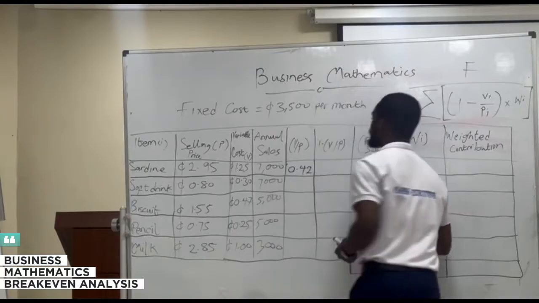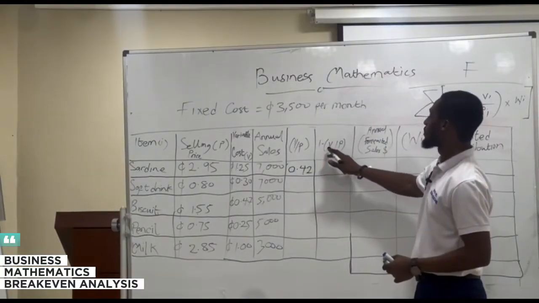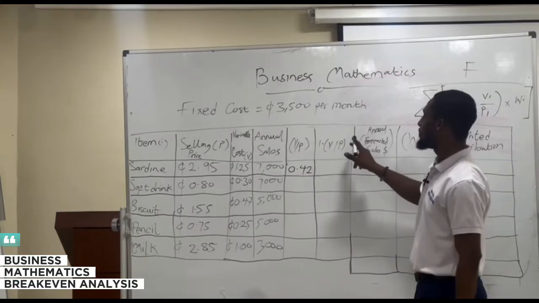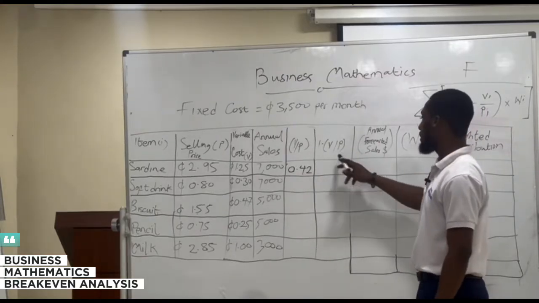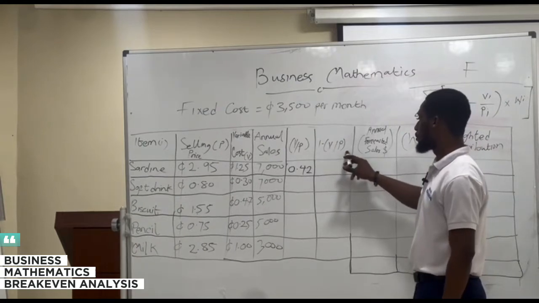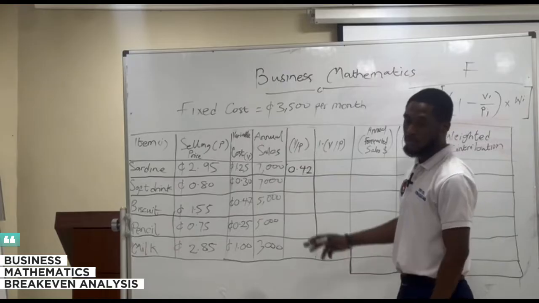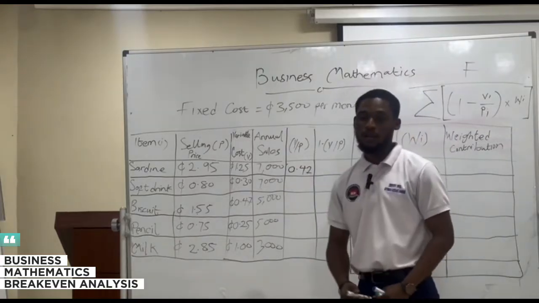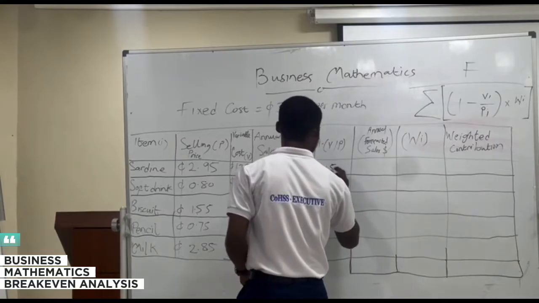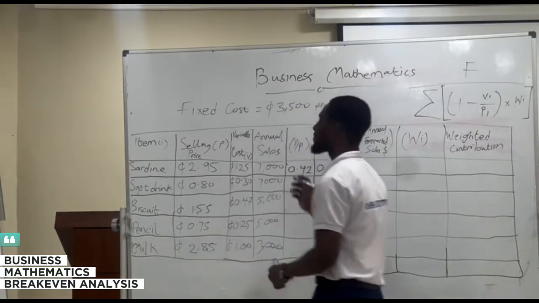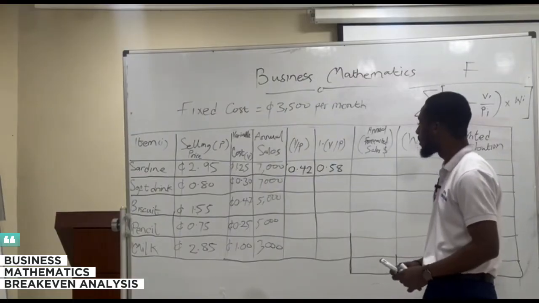Now, we subtract VC divided by P from 1. So we will subtract this from 1, and we will get 0.58. This is very simple. We get 0.58.